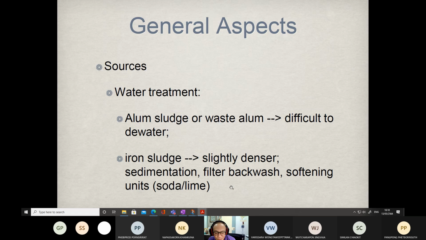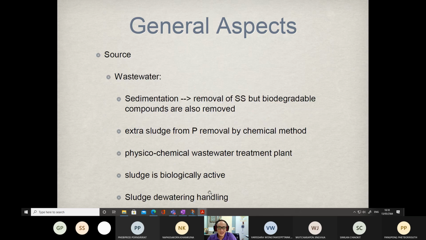For softening, we precipitate the calcium and magnesium with lime. We still have to handle this chemical sludge. They are all inorganic sludge. For the wastewater treatment plant, the sludge mainly comes from the sedimentation tank. They are basically organic sludge.